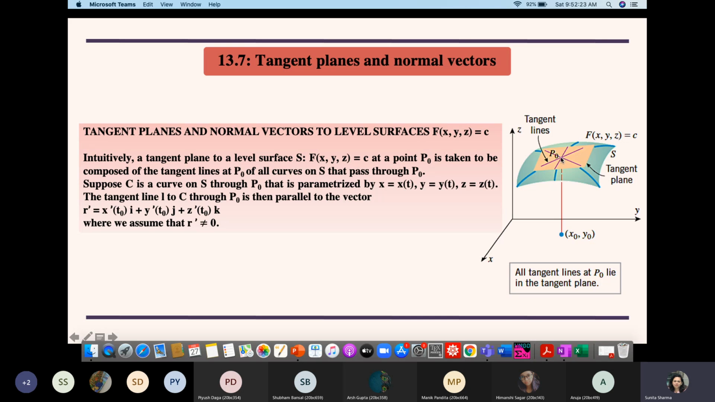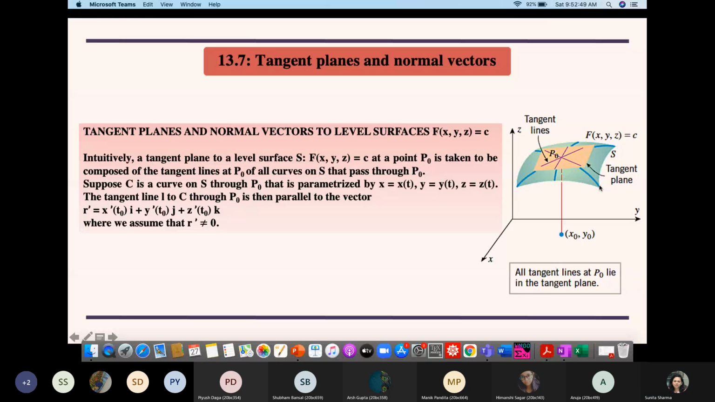lie on this surface. Now, if to each of these curves we draw the tangent lines, then the plane that contains all of them would be called the tangent plane. Okay, till here, is it fine? Okay. So we have a surface here.